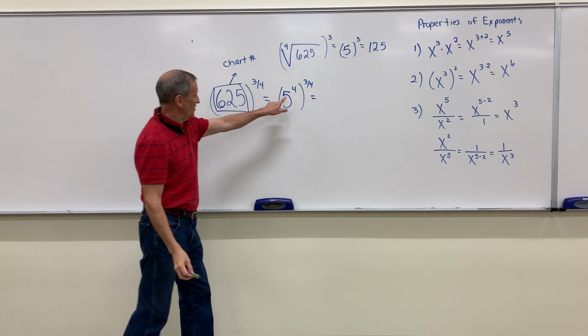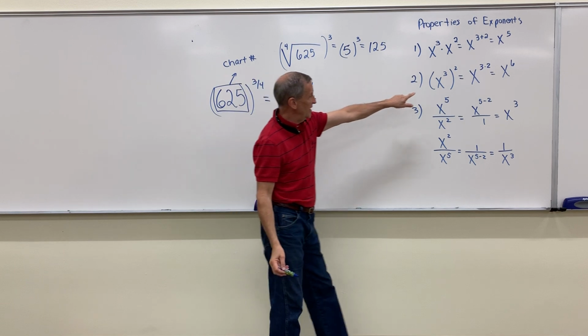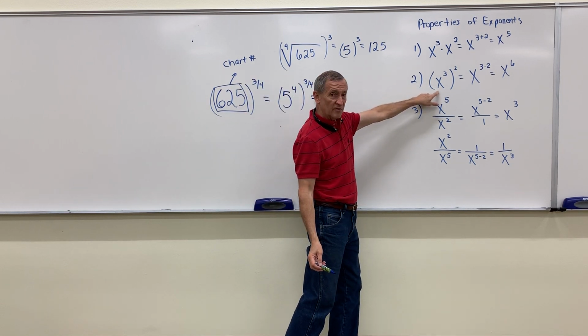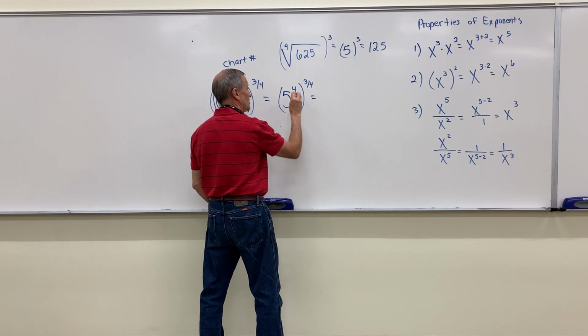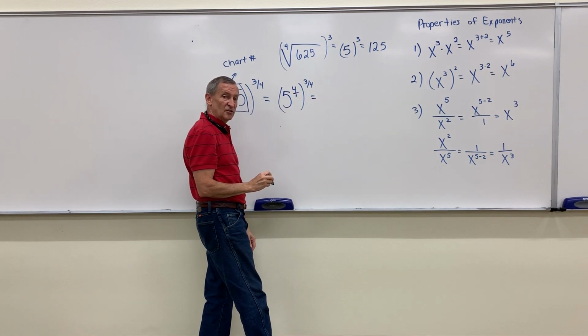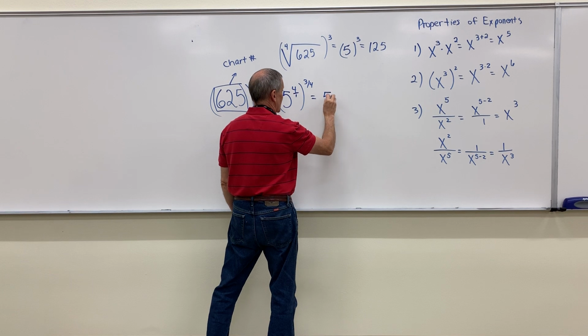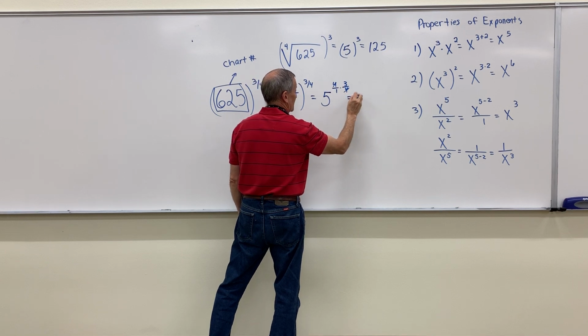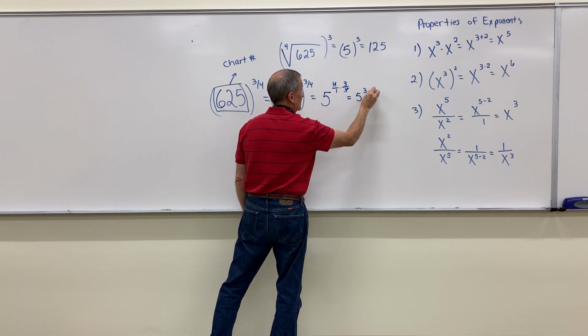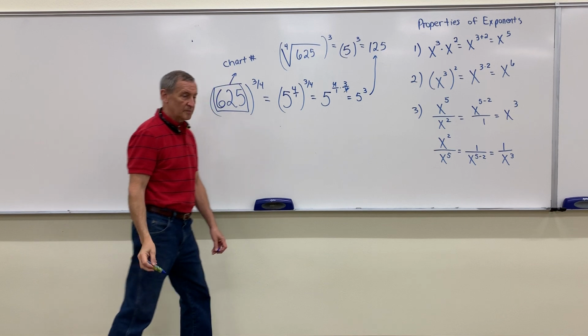Wait a minute, I've got powers to a power. I have this property of exponents right here: powers to a power, I multiply my two exponents. Make that a fraction just to make it a little easier. 4 over 1 times 3 over 4. My 4's cancel. 5 to the third. Oh my goodness, that's still 125.